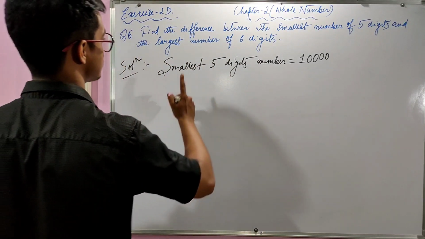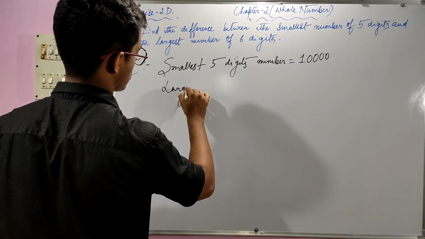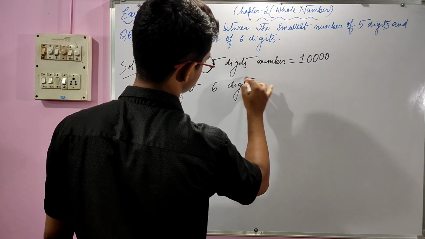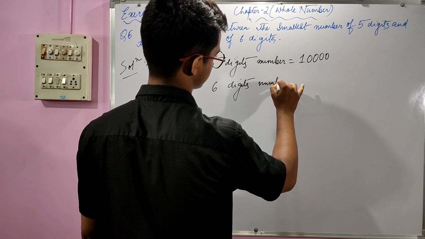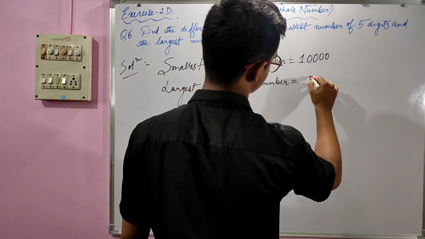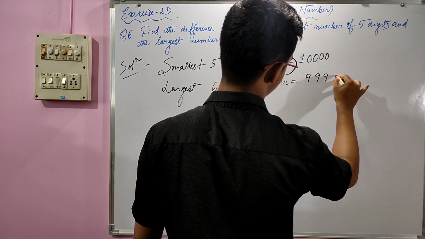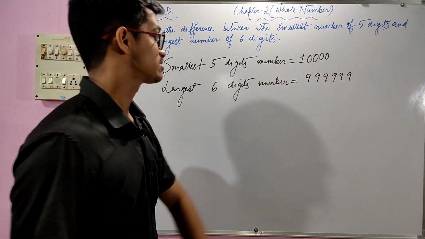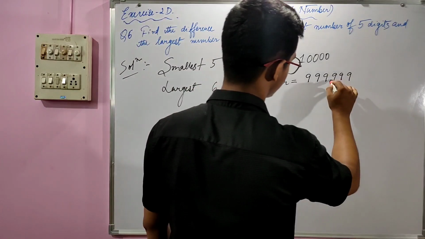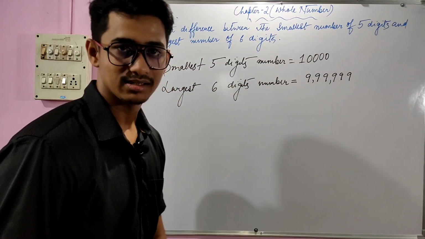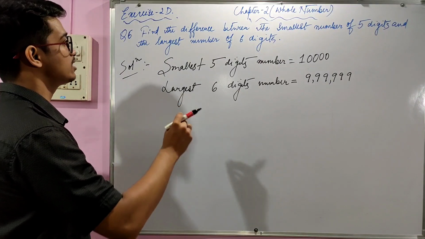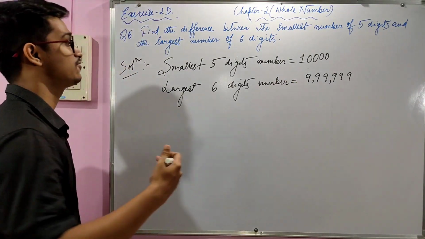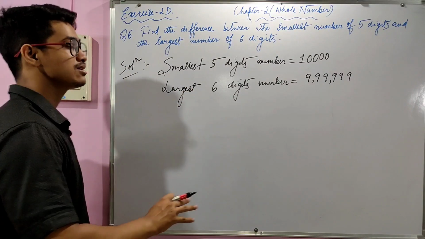Now the next part is the largest 6 digit number, which is basically 9, 9, 9, 9, 9, 9. So 6 nines will be there. That is basically 9,99,999. So I have to find the difference between the smallest 5 digit number and the largest 6 digit number.